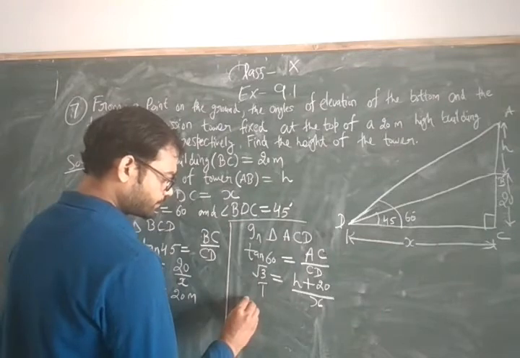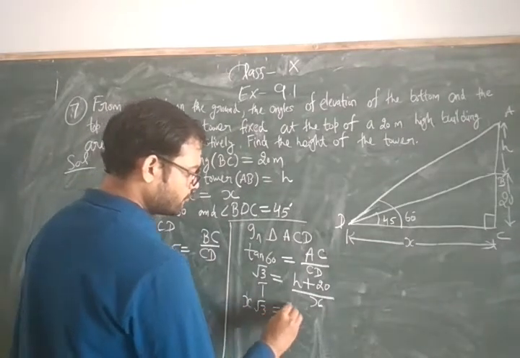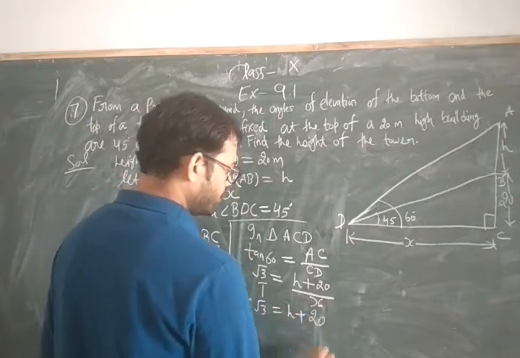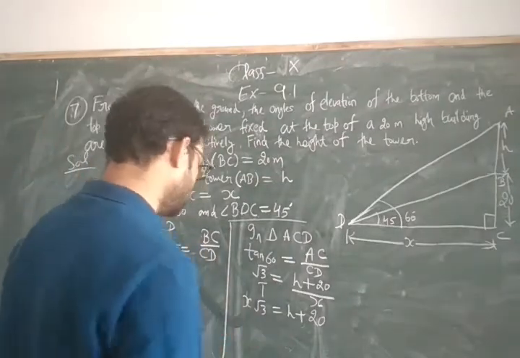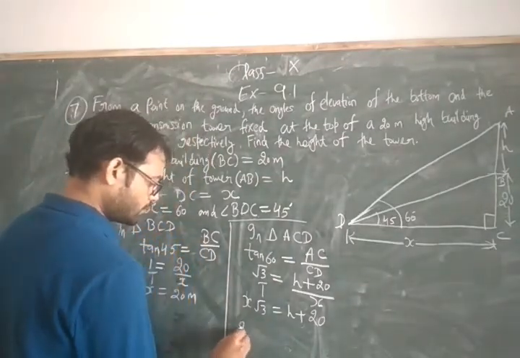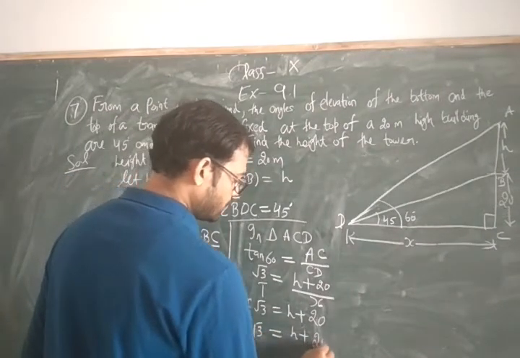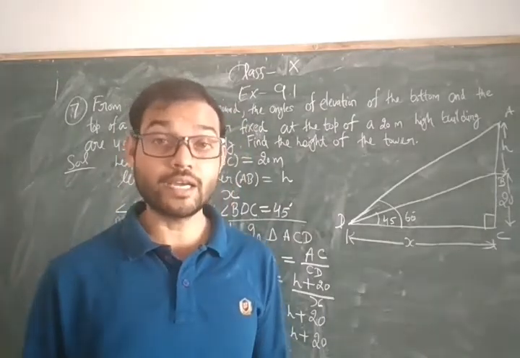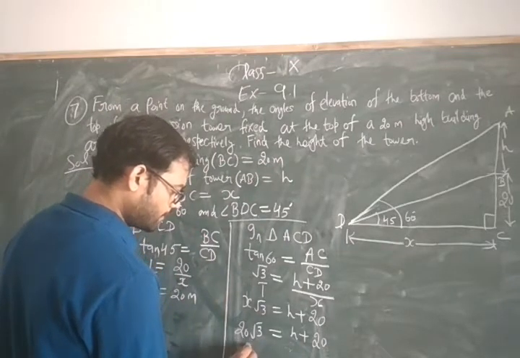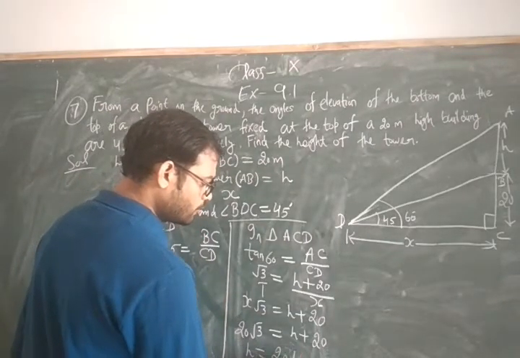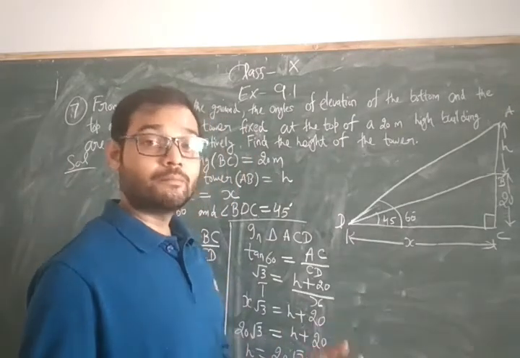Again it becomes x root 3 is equal to h plus 20. So you have the value of x. You can put the value of x. The value of x is 20, so 20 root 3 is equal to h plus 20. We are finding the height here. You have to find the height. So h will be equal to 20 root 3 minus 20, and when it goes to the other side it becomes minus.